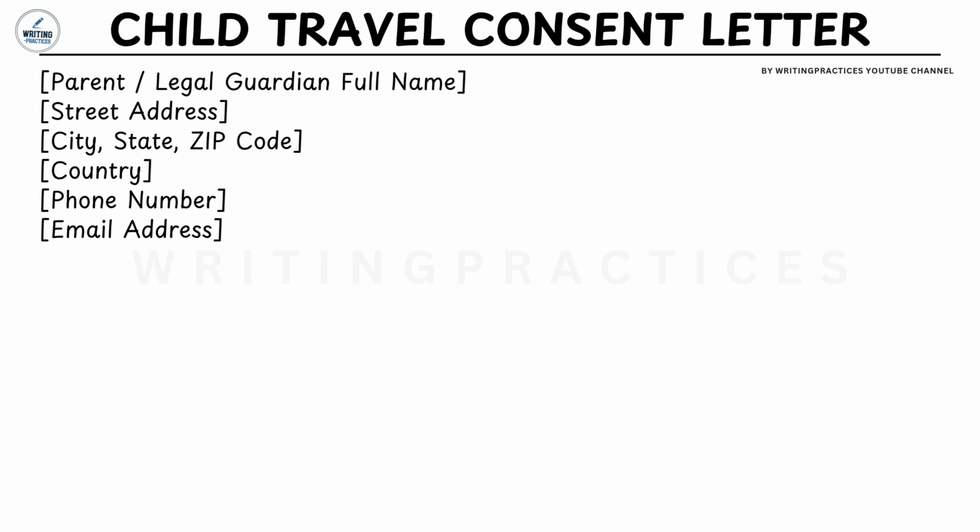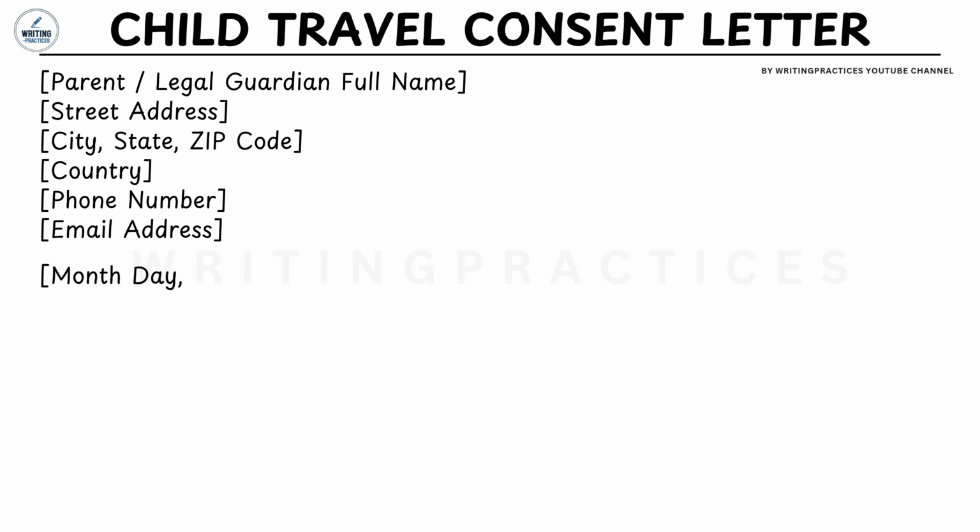So here is how to write it. Parent or legal guardian information. This is the first part of the letter, where the parent or legal guardian identifies themselves. For example, Jennifer Miller, 2458 Oakwood Lane, Chicago, Illinois, 60601, United States, 312-555-4821, jennifer.miller@email.com. This section establishes who is granting permission for the child to travel. Pro tip, make sure your information matches official identification and custody records.